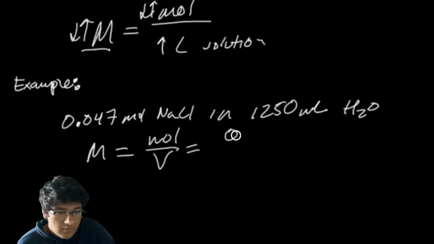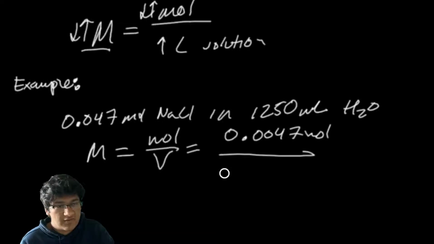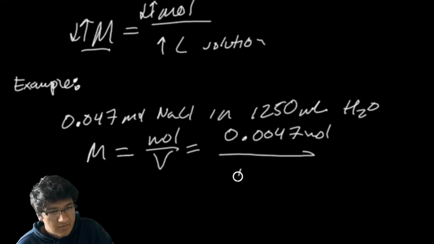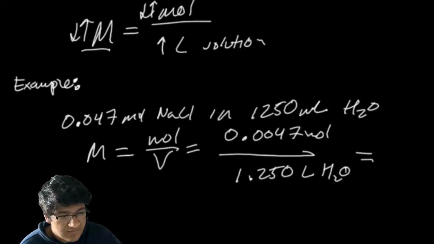We know moles is 0.0047 moles. Now volume, remember you can't really put this in milliliters. You want to convert it to liters first because that's what it says over here. So it's going to be 1.250 liters of H2O. Now we just have to do this division.